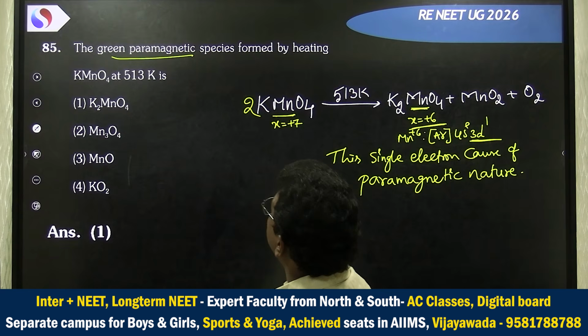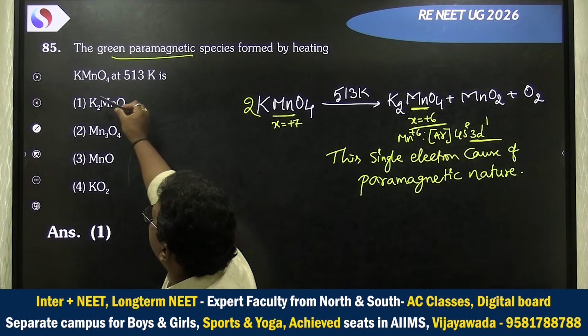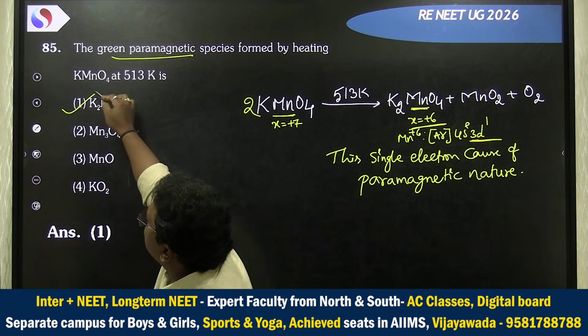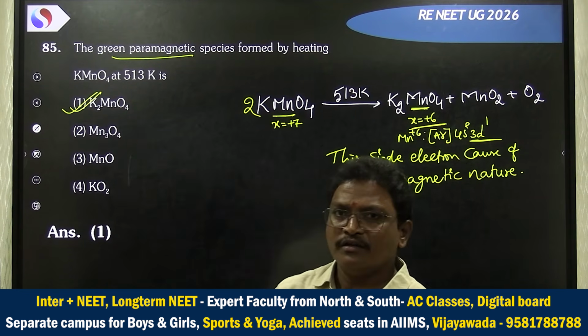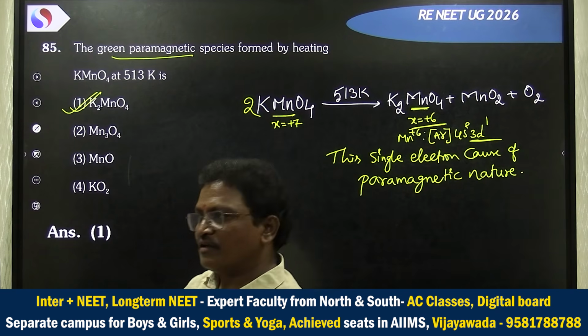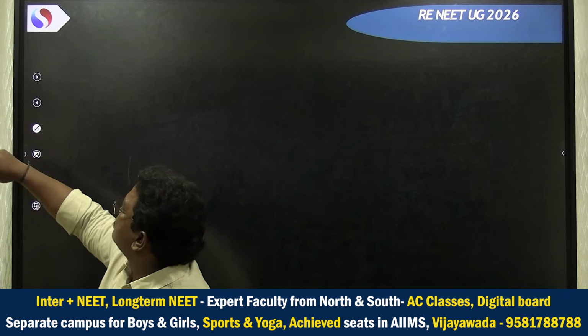So, మన అడిగిన క్వశ్చన్ ఏంటన్నా, the green paramagnetic species formed by heating KMnO4 at 513 Kelvin is K2MnO4. వెరీ సింపుల్. అర్థమైందా? ఇది డైరెక్ట్ మనం NCERT లెవెల్ క్వశ్చన్. ఐ'm going to next question.